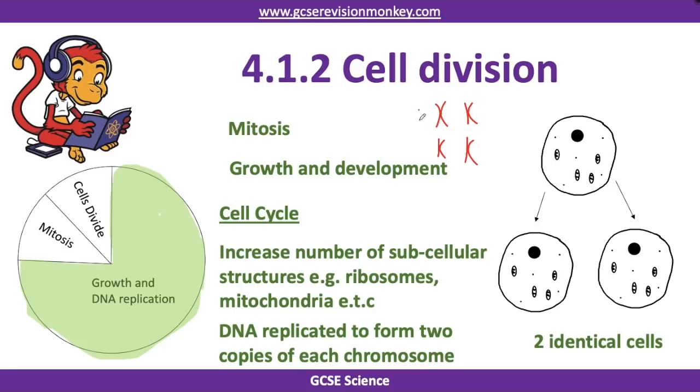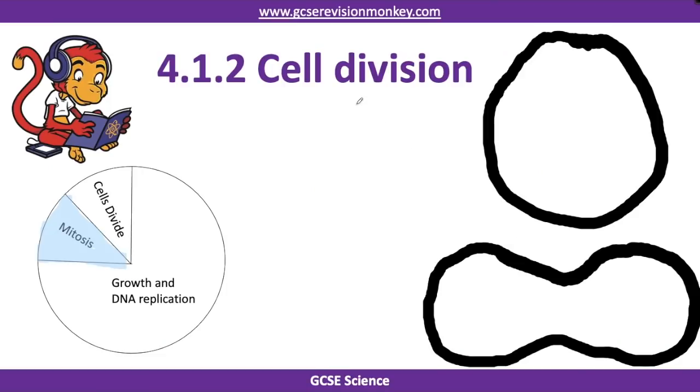So every single pair from pair 1 all the way down to pair 23, the DNA would be replicated to form 2 copies of each chromosome. So after the cells have gone through the growth and DNA replication stage, they've got more ribosomes and mitochondria and cytoplasm, so they're a bit bigger.